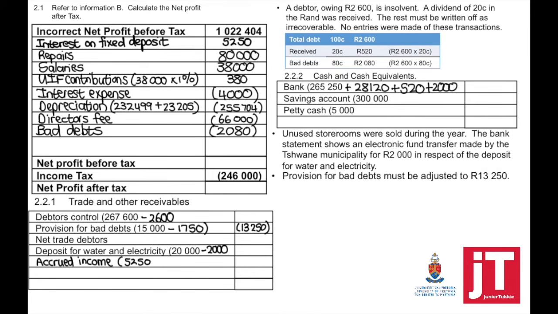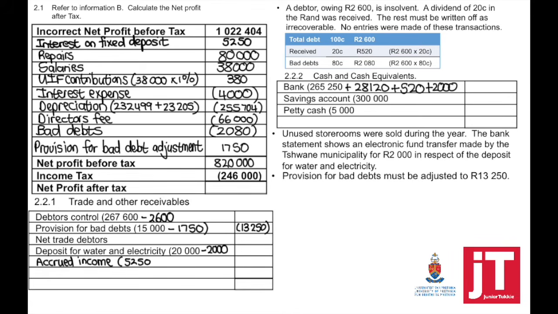That 1,750 must go now to calculating the correct net profit after tax, provision for bad debt adjustment. Because the amount decreased, it means that it will have an income, a positive effect on the owner's equity. As soon as it decreases, it's an income, the provision for bad debt adjustment. As soon as we increase the amount, that will be an expense.